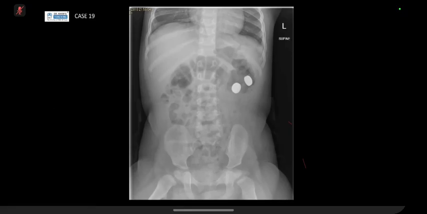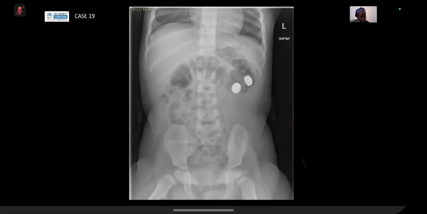Highly suspicious. These are batteries. Yeah. Exactly. Go on. Yeah, I mean button batteries. This is a surgical emergency. I would inform these findings to the surgeon, and they might need to remove it. Yeah. Exactly. So these are ingested button batteries.